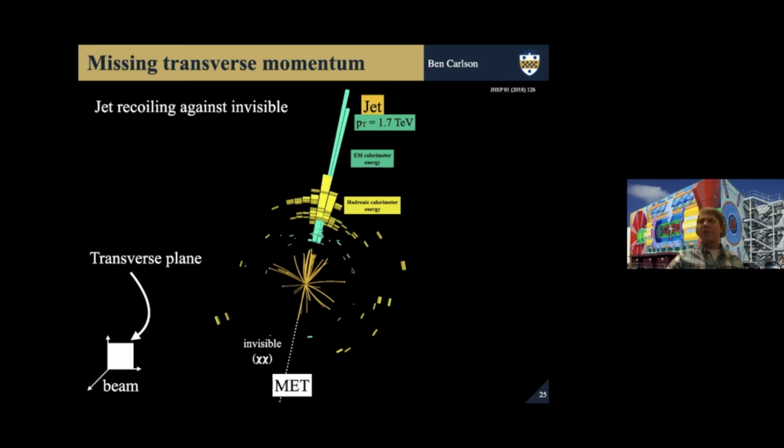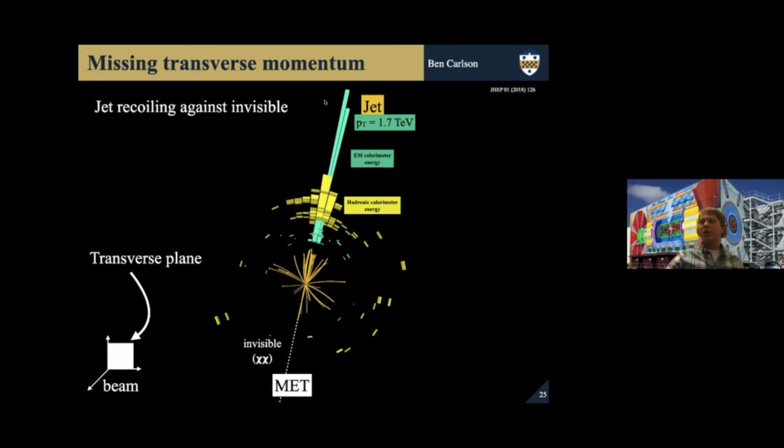And what this does is it looks at the transverse plane perpendicular to the collision axis, and it looks at all of the momenta of all the different particles that we can measure and looks for an imbalance. So in this event, you can kind of see what's going on.